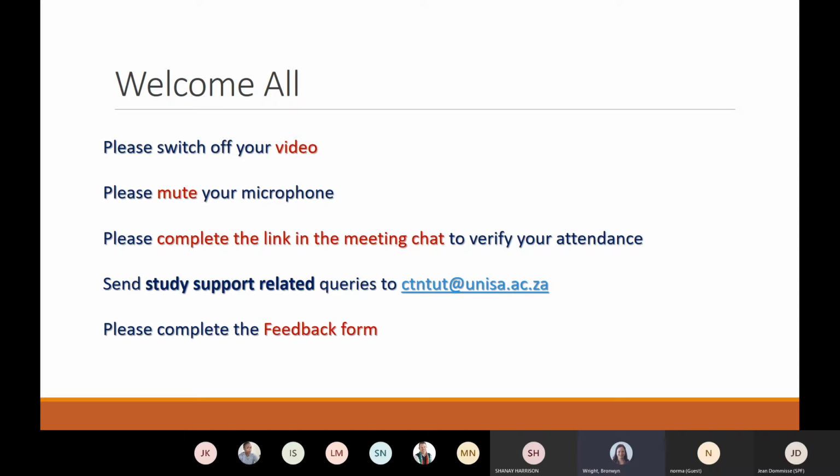Now, I have seen that some of you have logged on using a guest account. Please note that you might not have all the functionality if you're using a cell phone. You might not have functionality of Teams. You might not be able to see all the chat. You definitely will not be able to see previous chat. So it is always important for you to log in using your UNISA credentials.